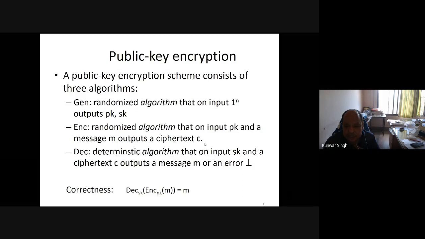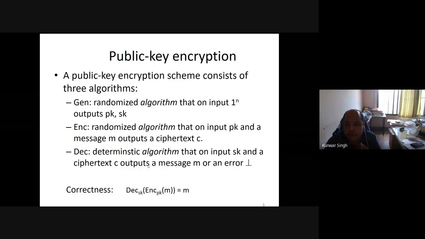Randomized basically means for the same message, a different ciphertext will be produced. Each time, encryption will choose a different random number, and then a different ciphertext will be there for the same message. That is called randomized encryption. And decryption will be deterministic. It cannot be randomized, because if it is randomized, then there will be ambiguity.